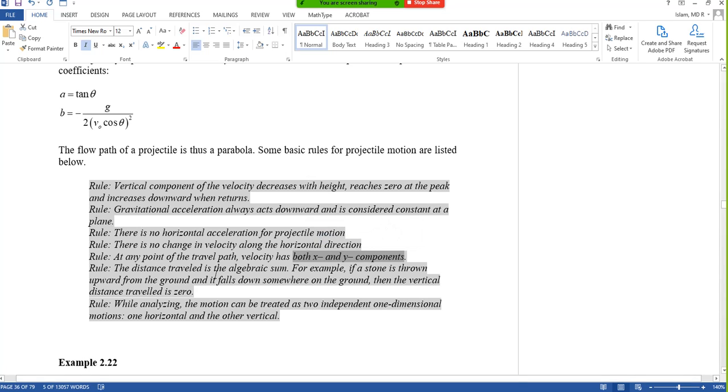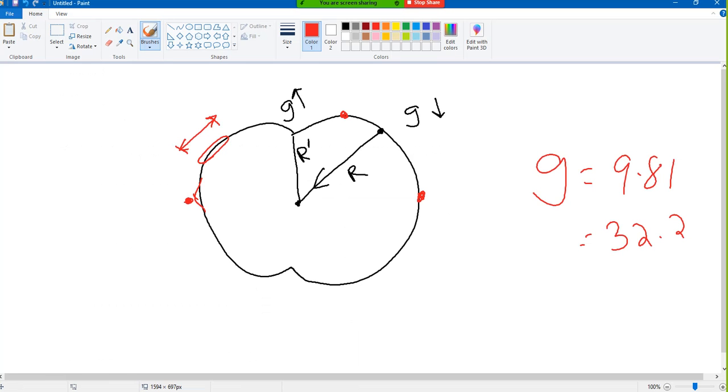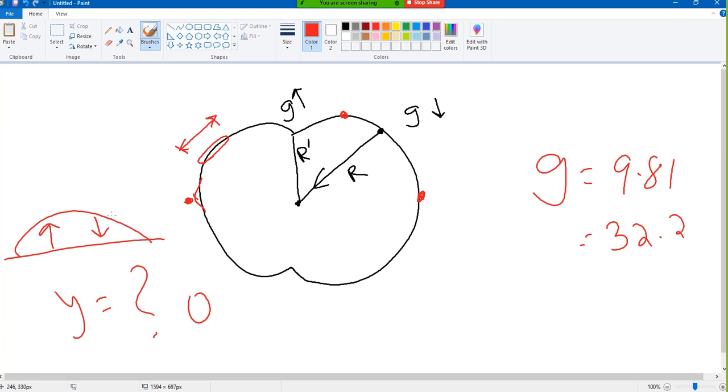The distance traveled is the algebraic sum. Algebraic sum means we consider the sign: going up 10 feet, going down minus 10 feet. The algebraic sum is 0. That means in the entire path, if the question asks what is the y of a projectile, the answer is 0, because going up and coming down, the vertical displacement is 0.